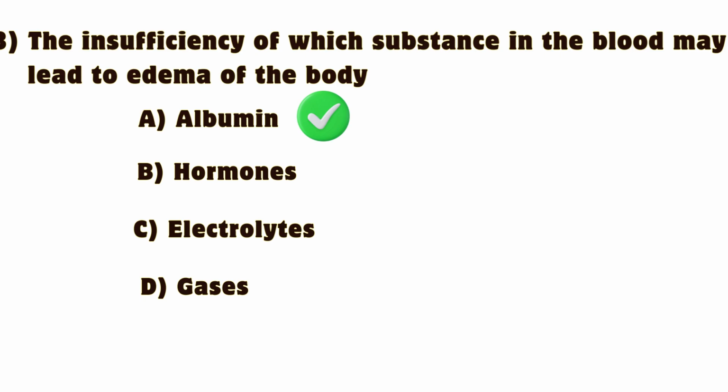In the blood, albumin helps to maintain blood volume and blood pressure. Decreased amount of albumin causes decreased osmotic pressure of blood, which leads to seeping out of fluid from blood to higher osmotic pressure interstitial tissue and causes edema.